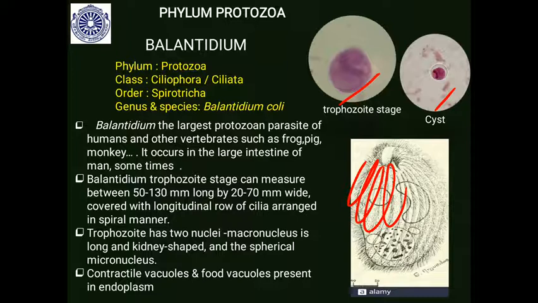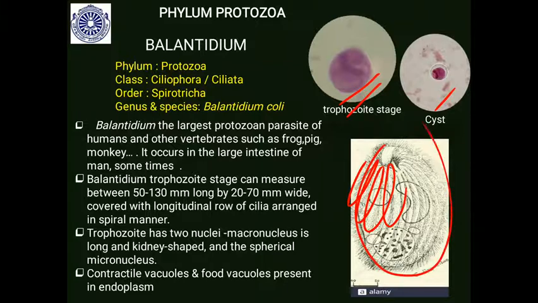Balantidium is the largest protozoan parasite. You will find it in vertebrates and even in humans. This is in the frog, pig, monkey, and many vertebrates. It occurs in the large intestine of man. Sometimes it may cause a problem, the disease called balantidiasis. Of Balantidium, you can see two forms. The trophozoite stage is an active feeding stage. Tropho means feeding.